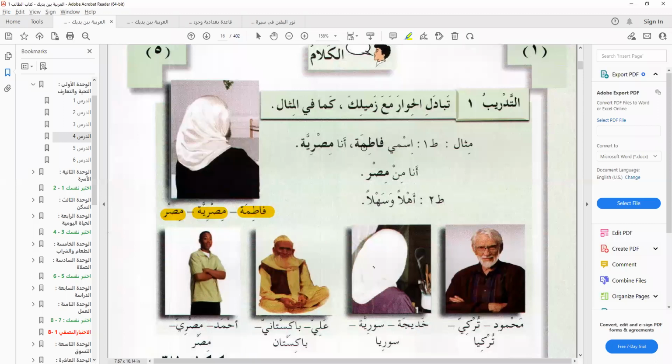Ismi Fatima. Okay, I've used the Fatima here. Ana Misriyatun. I've used the Misriya here. Ana min Misra. I'm from Egypt. Ismi Fatimatu. Ana Misriyatun. Ana min Misra. Ahlan wa sahlan. So for the first person, you are having this conversation. You are saying this 1 and 2. So the last person, the person you are conversing with, will only say Ahlan wa sahlan.